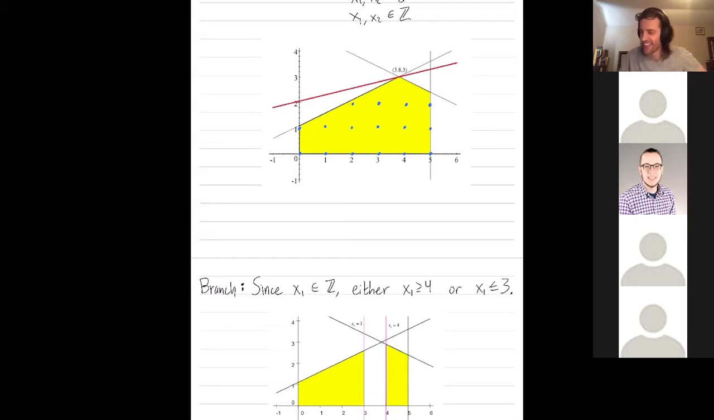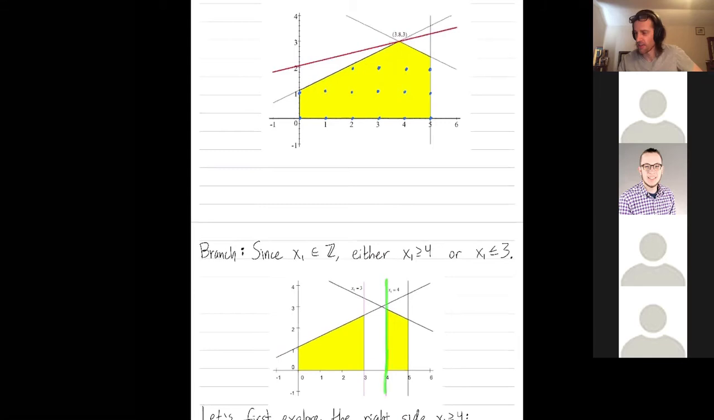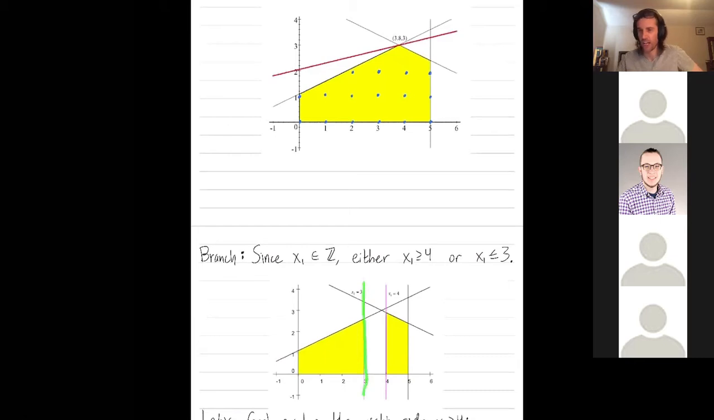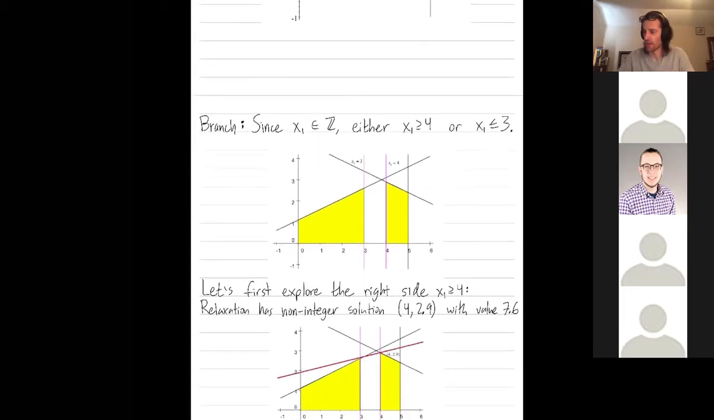Since the x coordinate is an integer, it's either at least 4 or at most 3, right? It either lives to the right of this line with x1 value 4, or it lives to the left of this line with x1 value 3. So that's our first split in the tree. And we're going to explore the right half initially, and then return back to the left bit. So let's first explore the right side.